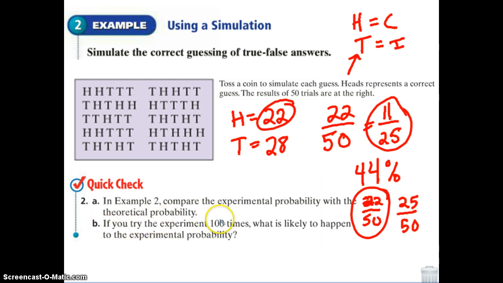Letter B: if you try the experiment 100 times, what is likely to happen to the experimental probability? Now, this is a good point. In an experiment, if you try it more times, what's generally going to happen is it's going to get closer and closer to the theoretical probability. Meaning, we only flipped this 50 times. If you were to flip this 50,000 times, you might get closer and closer to that 25 out of 50, or 50-50 shot of getting it correct or incorrect. But basically, and make sure you write this down, the more times you do an experiment, the more likely it will get closer to the theoretical probability.